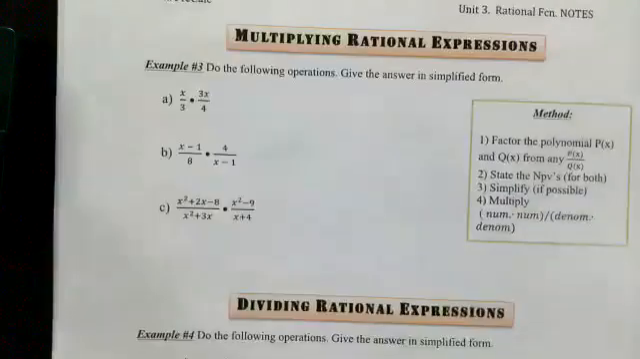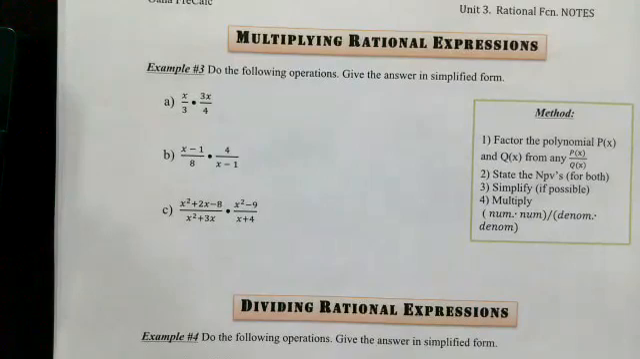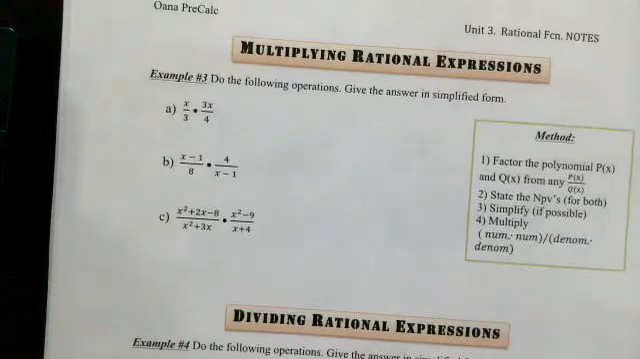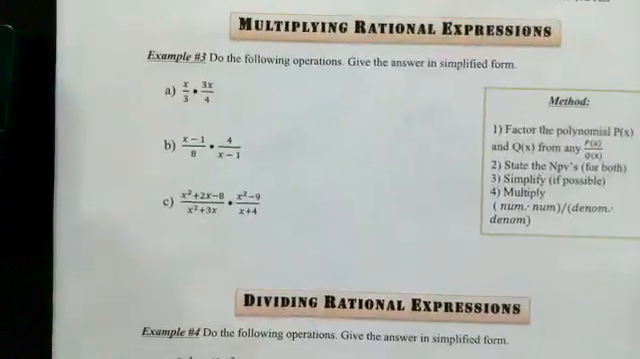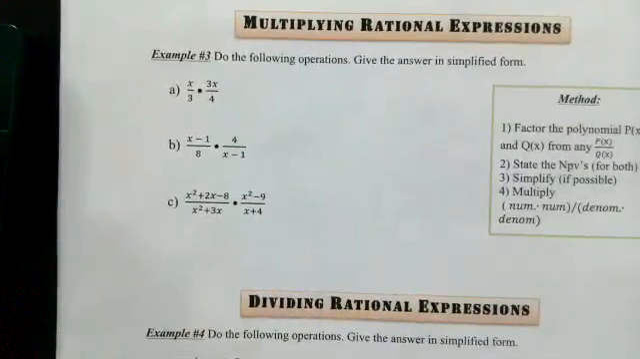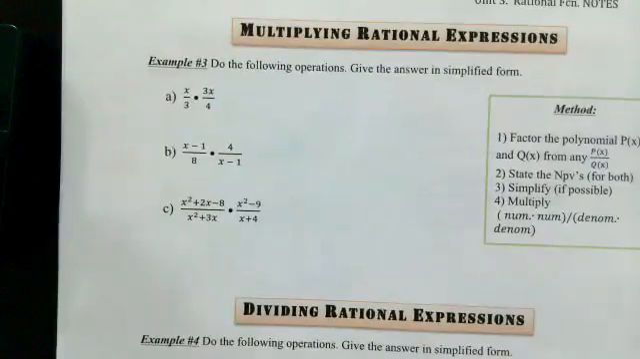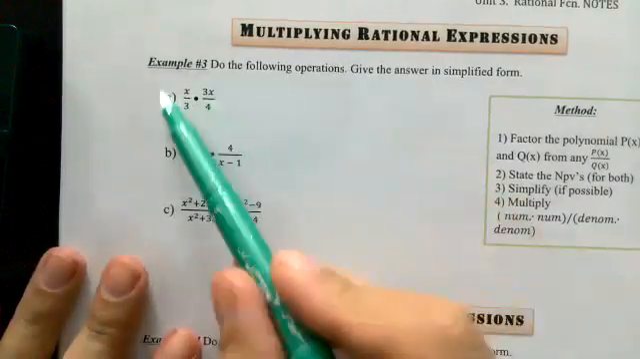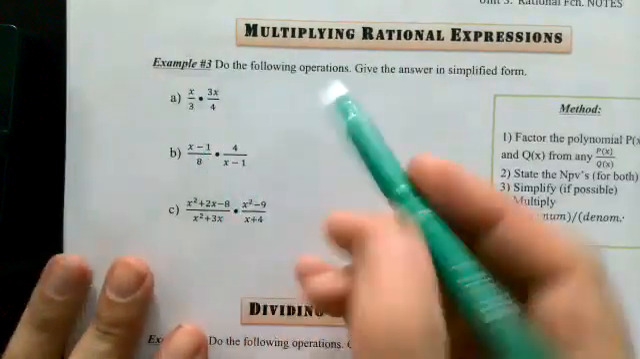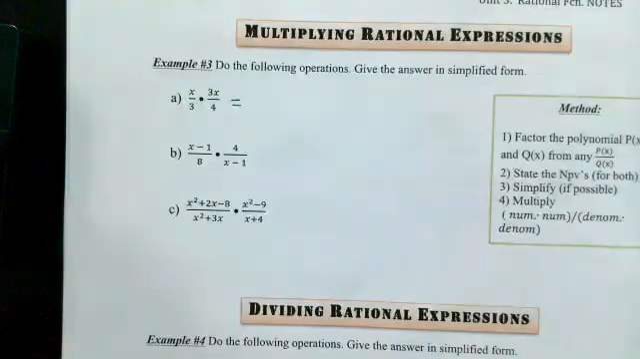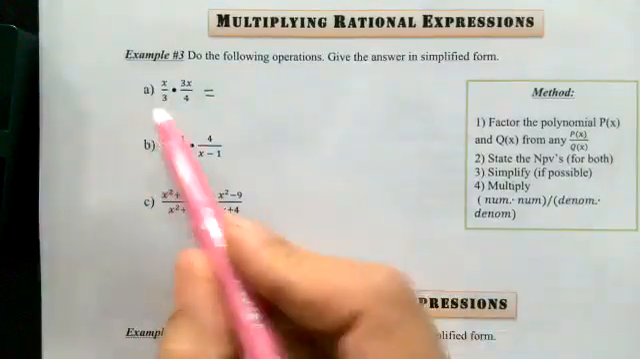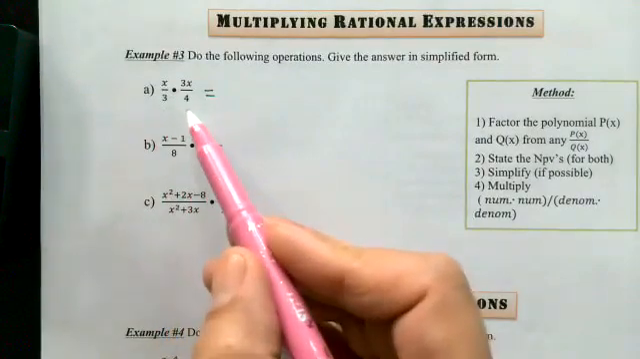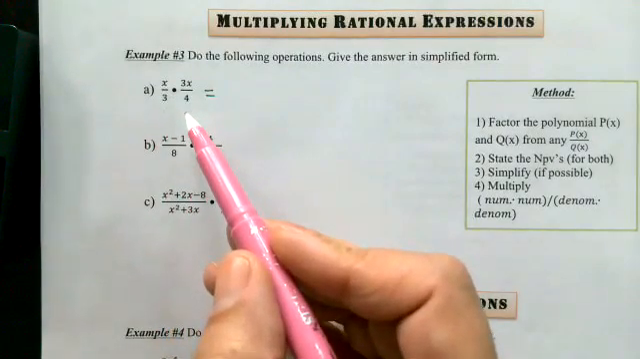Through all of these operations, they've been multiplying rational expressions. Do the following operations and then give your answer in simplified form. So we have X over 3 times 3X over 4. There's all monomials throughout and some constants. So the first step there, factoring, is not going to apply. We don't have any x's or variables in the denominator, so there's going to be no NPV.